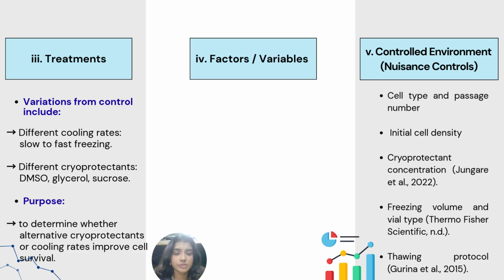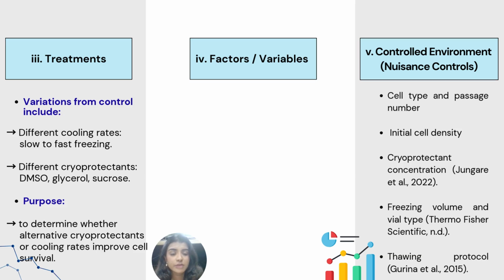Next up we have treatments. The treatments in this experiment involve variation from the control condition. We varied the cooling rate from slow to fast freezing and also the type of cryoprotectant, including DMSO, glycerol, and also sucrose. The purpose of these treatments is to determine whether alternative cryoprotectants or different cooling rates can improve cell survival compared to the standard condition.